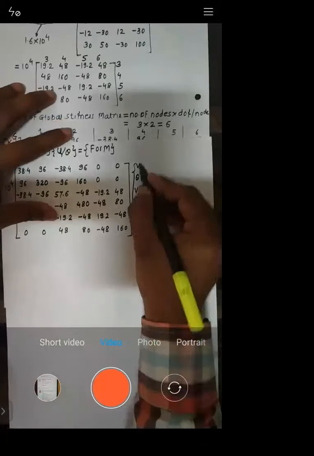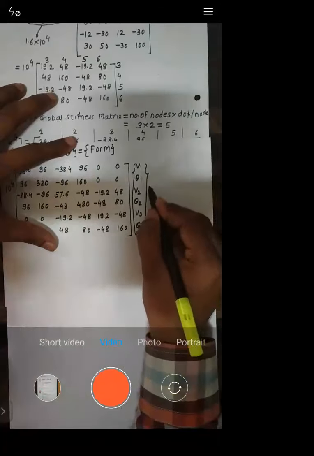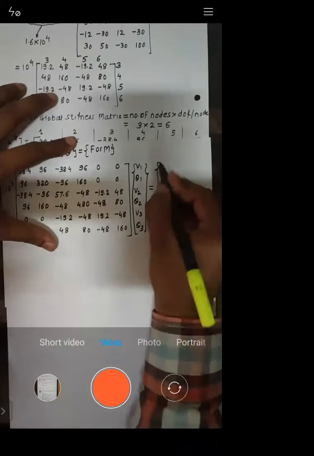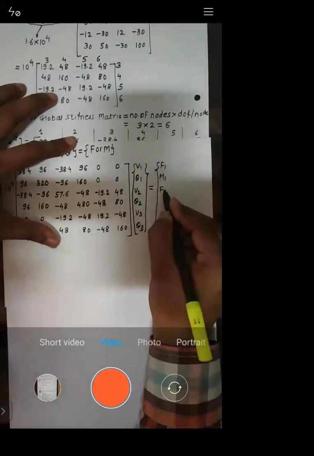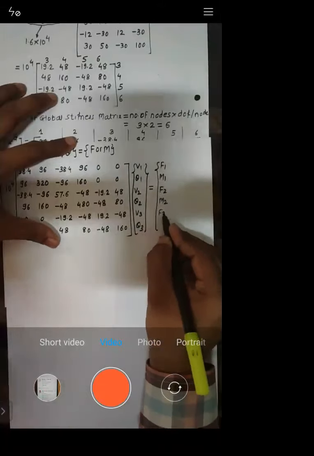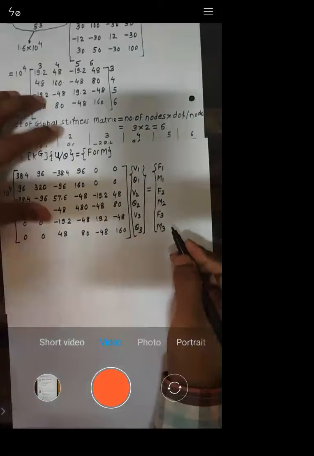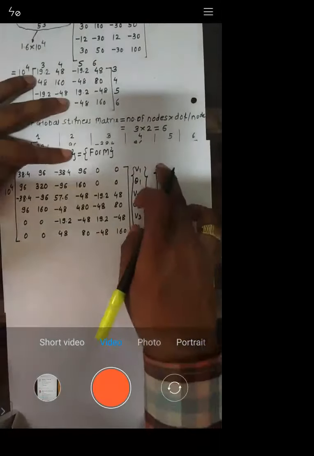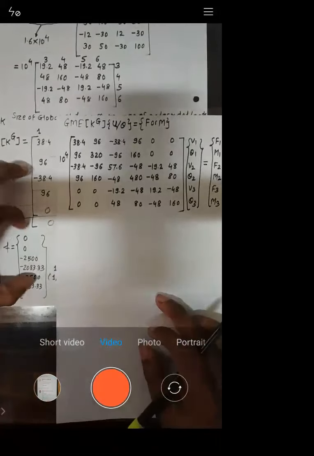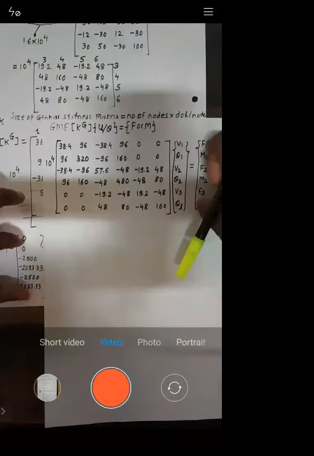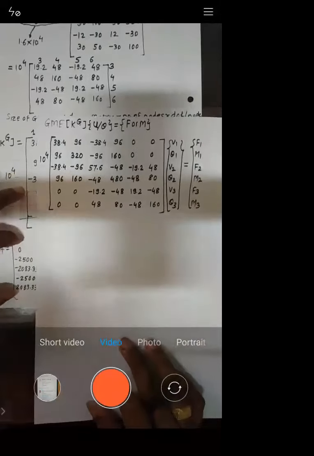So these are the linear displacements and angular displacements. This is equal to, obviously, force and moment: F1, m1, F2, m2, F3, m3. So these are the forces, but these are the point loads. Now in addition to those point loads, you have the uniformly distributed loads, which you have converted into point loads. You're supposed to superimpose this on this column.